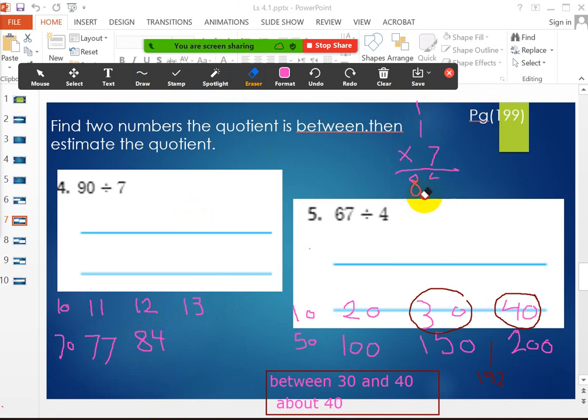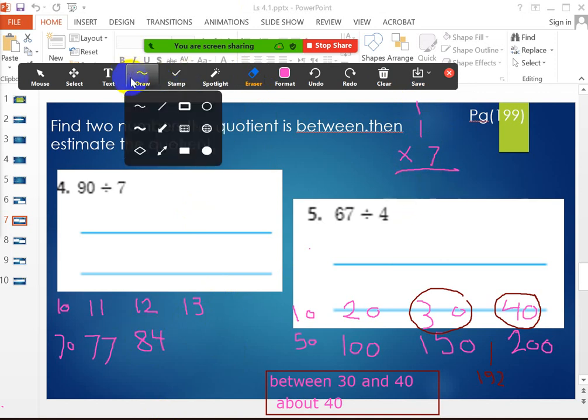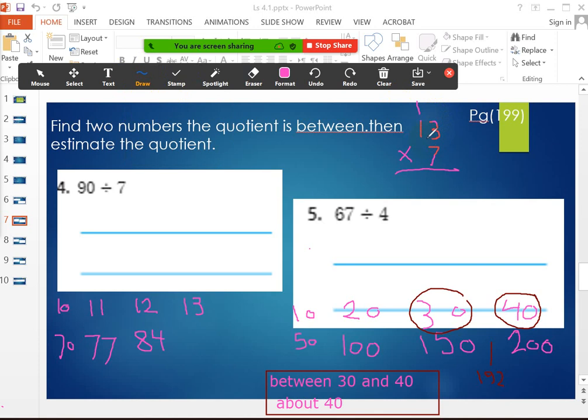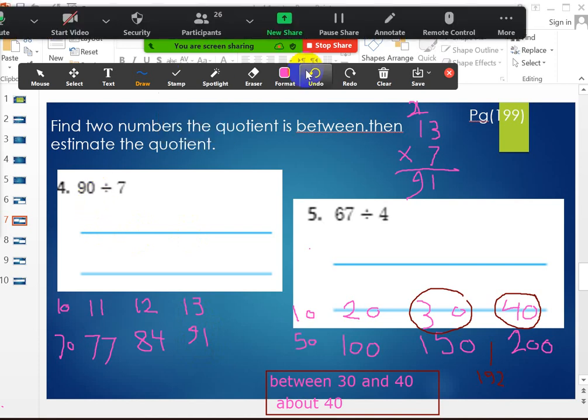7 multiply 13. Let's find the answer. 7 multiply 3 equals 21. I will put 1 here and 2 above the tens. 7 multiply 1 equals 7 plus 2 equals 9. Girls, please stop typing on the chat unless you want to answer. And focus with me. This is very important. 91 is greater than 90. So I have to stop.